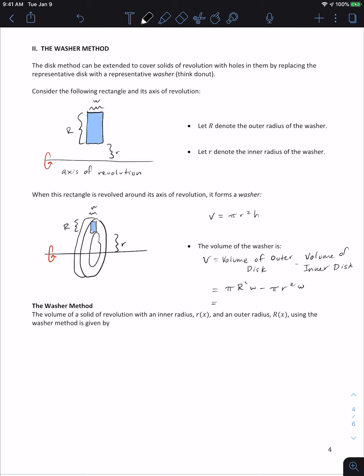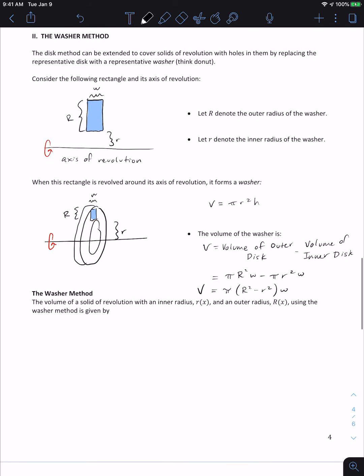Now if you notice, we can factor out a pi to the left, leaving big R squared minus little r squared, and I can factor out a w, so the volume is equal to pi times the quantity big radius squared minus little radius squared, times w. And just like before, if I have this solid of revolution that has a hole in it and I want to find its volume, well, I can put infinitely many of these little donuts in there. Infinitely many means, take the integral.